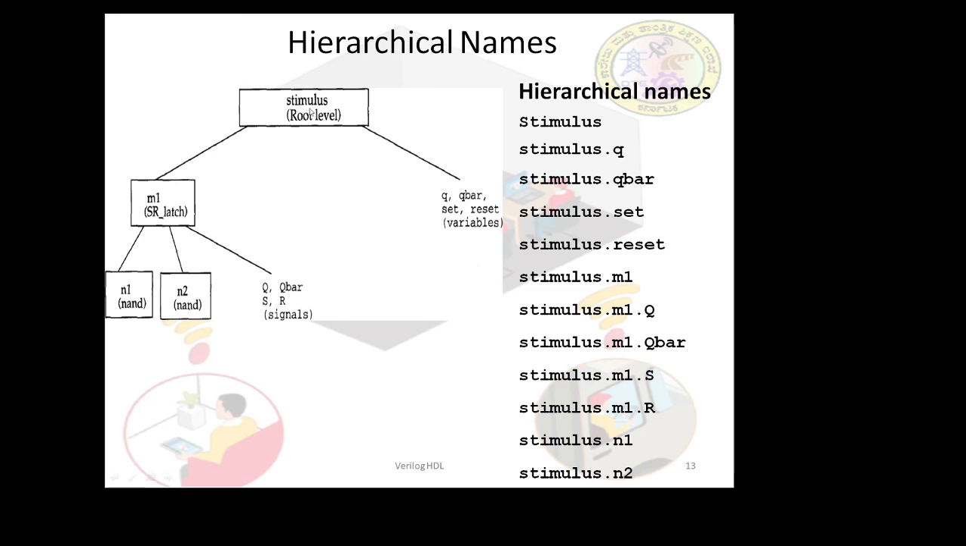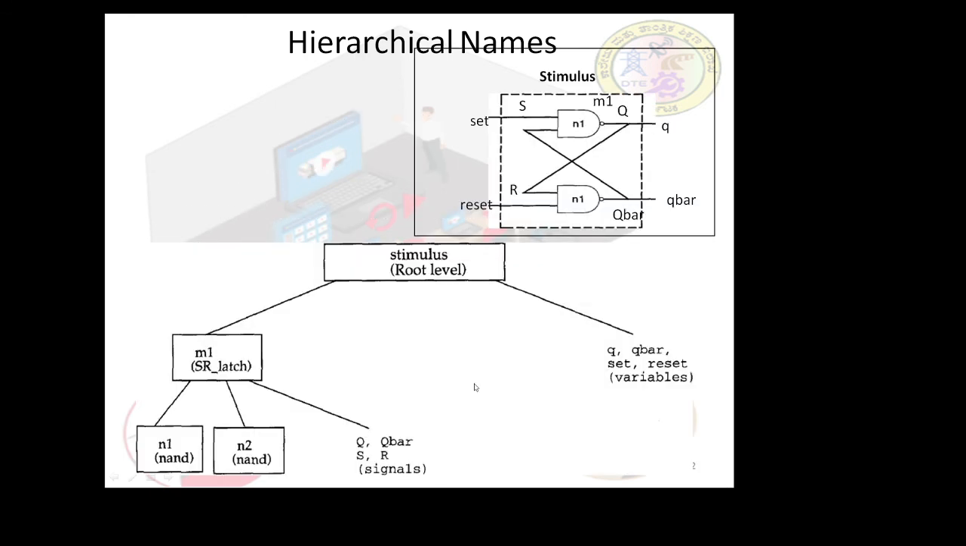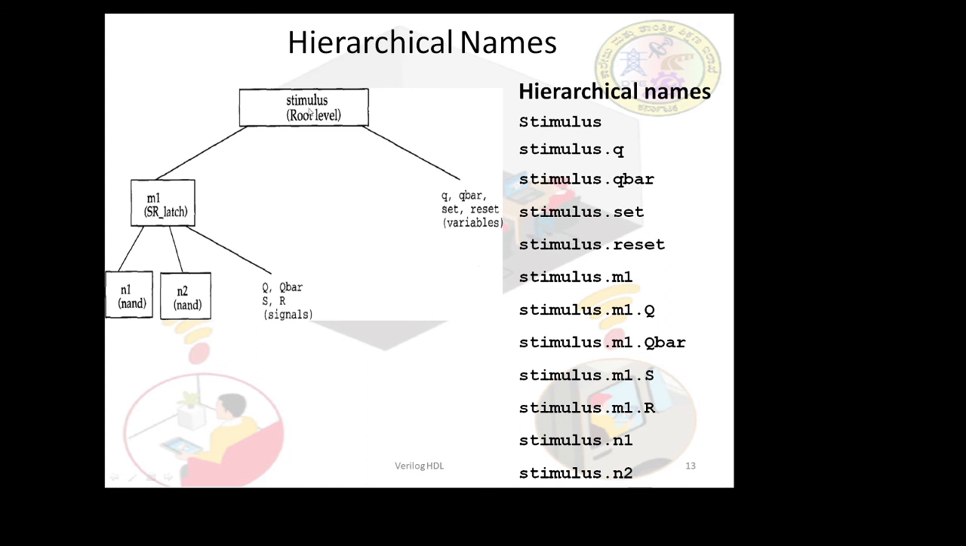First we have the stimulus. This is the syntax: we write the top level module name, then the instance name, then the identifier, separated by dots. The top level module is stimulus, and its identifiers are Q, separated by a dot: stimulus.Q, stimulus.Q_bar, stimulus.set, and stimulus.reset. These are the identifiers for the top level stimulus.